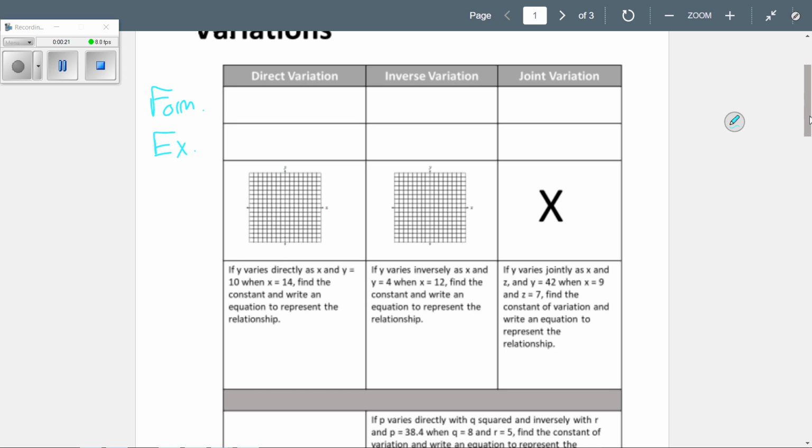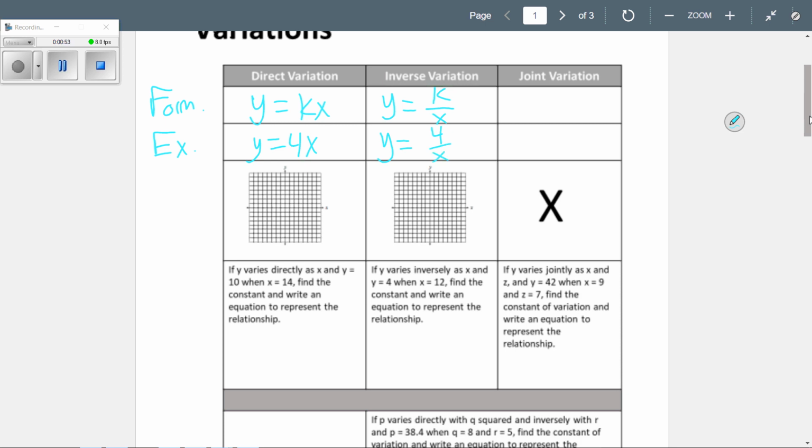So the formula for direct variation, we should know by now, y equals k times x. They're just right next to each other. Alright, and an example of that is y equals 4x, with 4 staying as the constant because we know k is constant. The inverse variation is y equals k over x. It's literally the opposite of direct variation. Remember, inverse means opposite. And an example of that, of course, is y equals 4 over x.